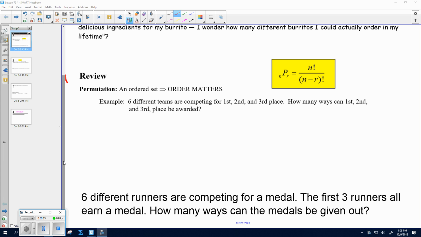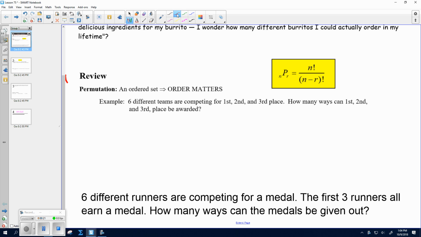All right. So in a permutation, order matters. In a combination, order doesn't matter. So suppose you have 6 different teams that are competing for first, second, and third place. How many different ways can first, second, and third be awarded?